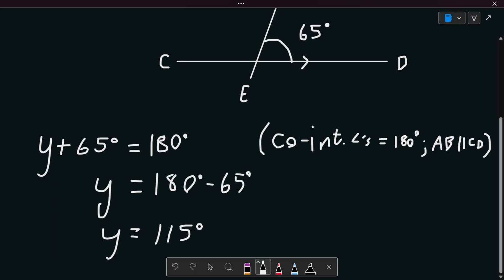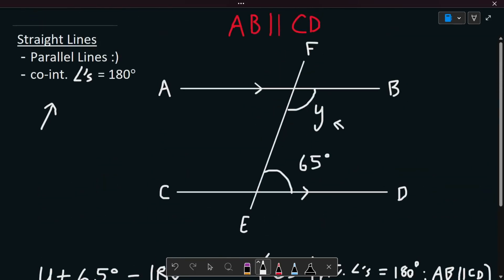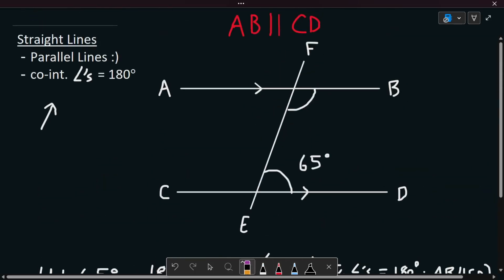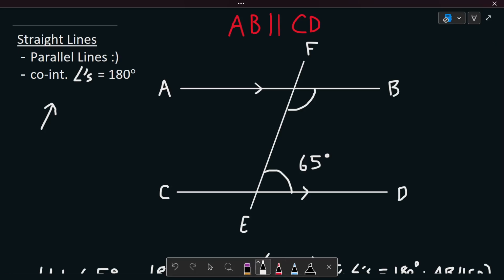Okay, so there's our answer for Y. So now we know that Y over here is equal to 115 degrees. And these two together must equal 180 degrees. Okay, so that is about all of the different reasons that we are using for parallel lines.